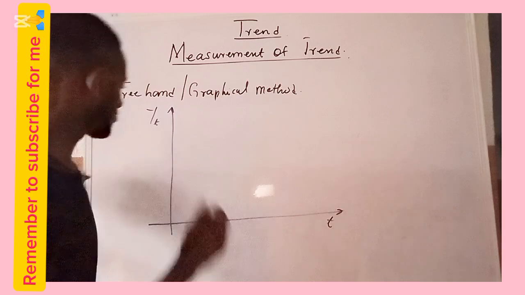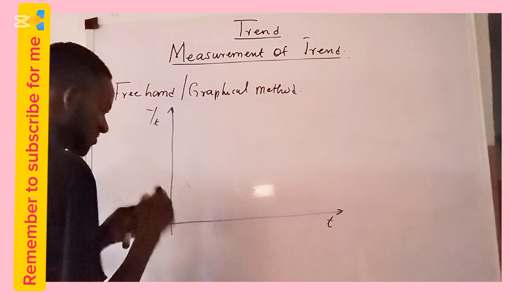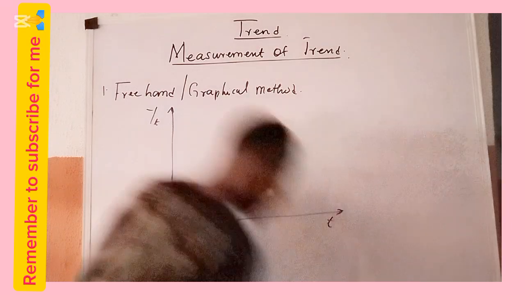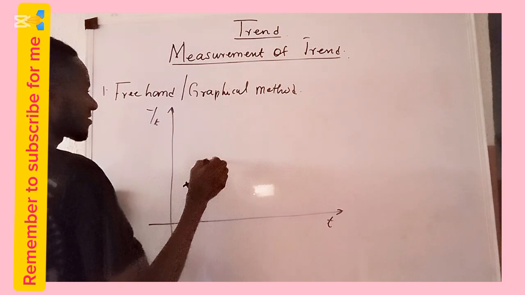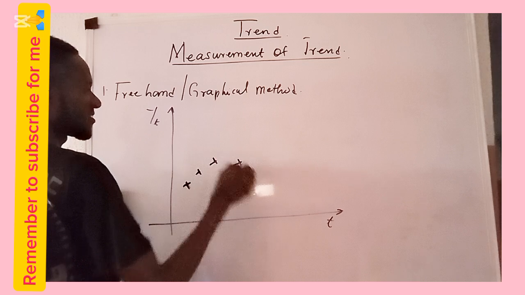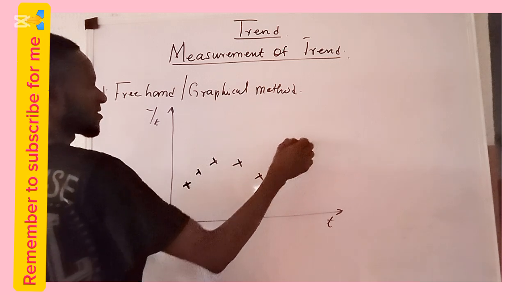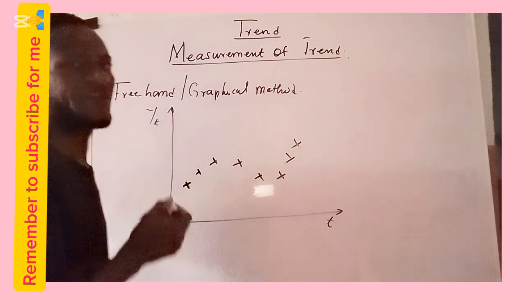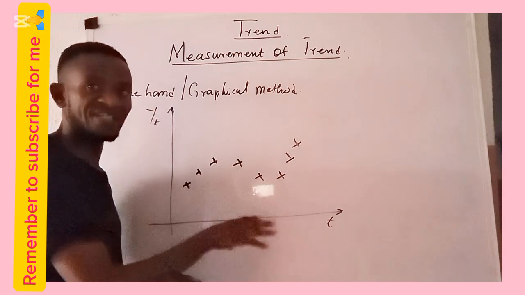Let us assume that you have points like this. You have points like this, and like this, and like this. You have points this way. So you have been able to plot the time series observations against time.